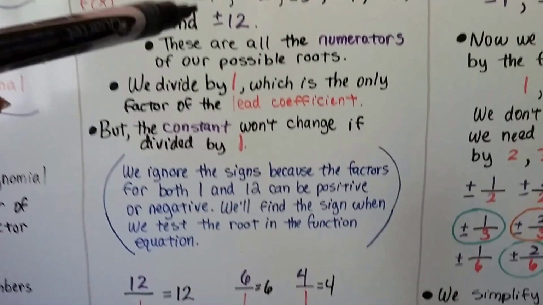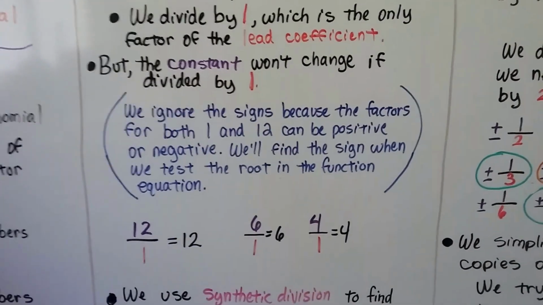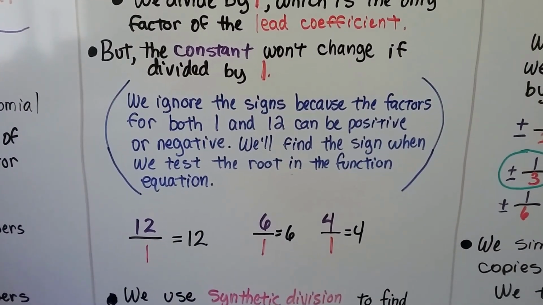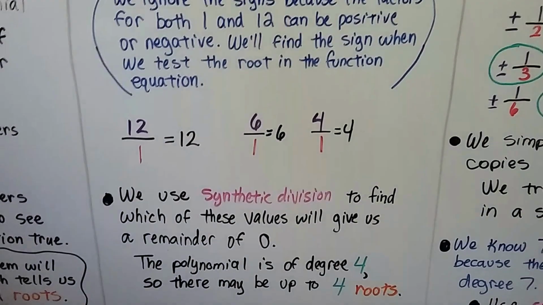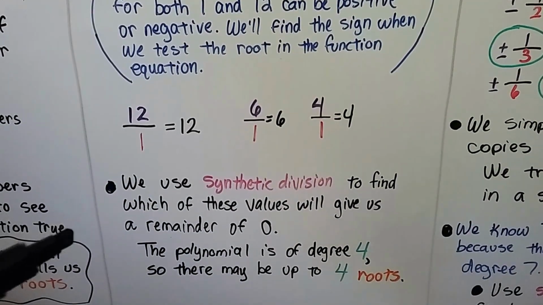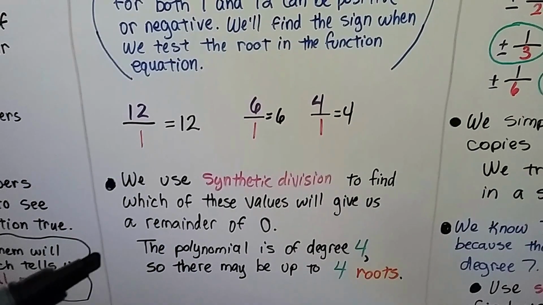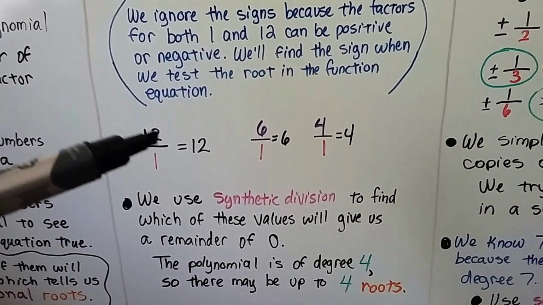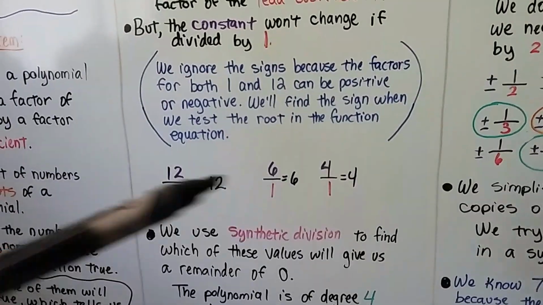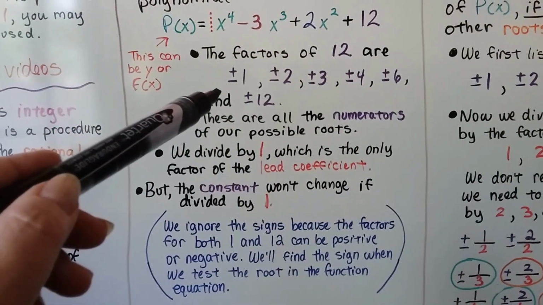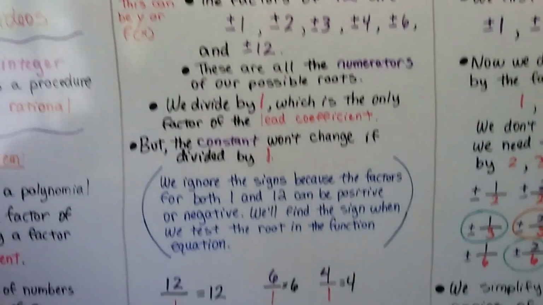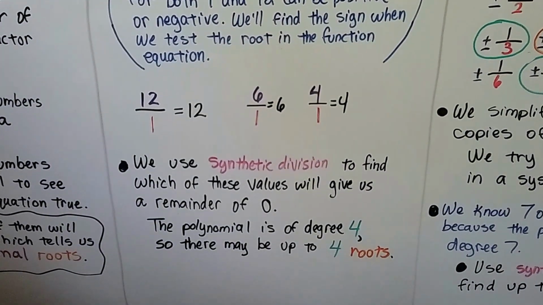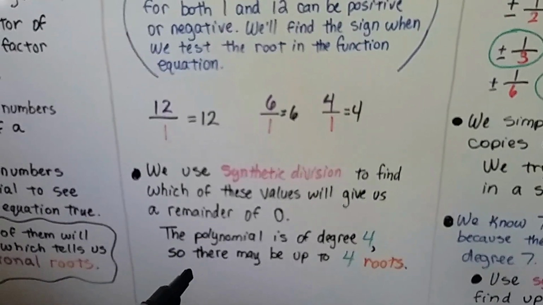We ignore the positive and negative signs, because the factors for both 1 and 12 can be positive or negative. We'll find the sign when we test the root in the function equation, when we do synthetic division. So we use synthetic division to find which of the values will give us a remainder of 0. We do synthetic division into this polynomial. If we get a remainder of 0, then we know that it's a root. And the polynomial is of degree 4, so there could be up to 4 roots.